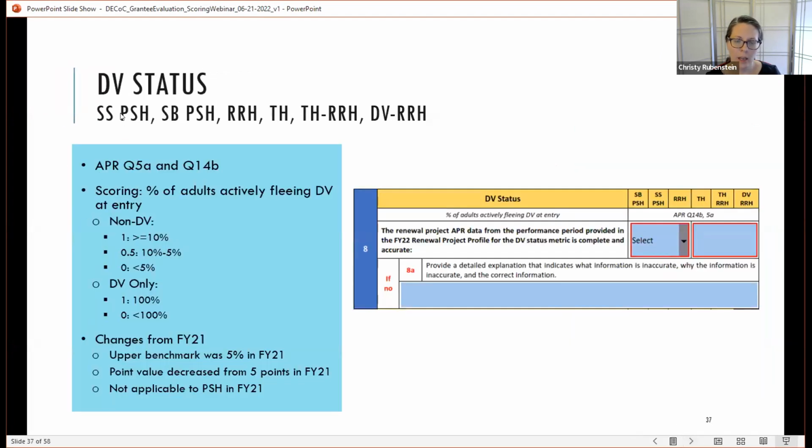DV status, again, this was not applicable to PSH, but is applicable across all project types this year. We're looking at 14B here, not 14A, 14B, actively fleeing DV at entry. If you're a DV project, sorry, but you should be 100%. So we're looking for 100%. Non-DV projects, you just have to be greater than or equal to 10% for a point, 5 to 10% for half a point. Again, this was worth 5 points, down to 1 point. And the upper benchmark was 5% in FY21, but when we looked at the data, it justified pushing that up a bit.